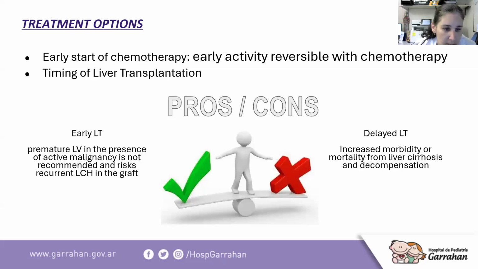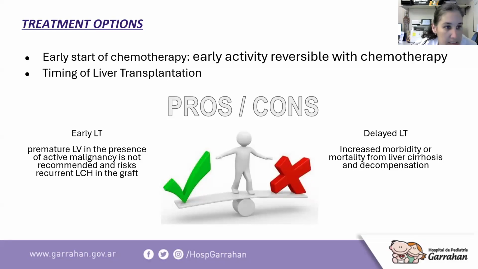So this is our topic today. So what are the treatment options? First of all, the early start of chemotherapy, because early activity could be reversible with chemotherapy. This has been talked about before. And my topic is the timing of liver transplantation.